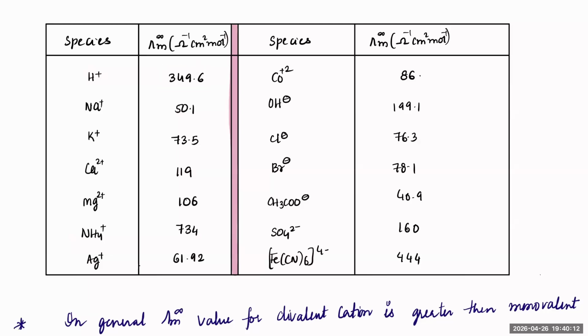Likewise, if you compare OH minus, it will again have a relatively higher value compared to other anions. Of course, FeCN6 4 minus has a very high value because of the high charge that it carries.